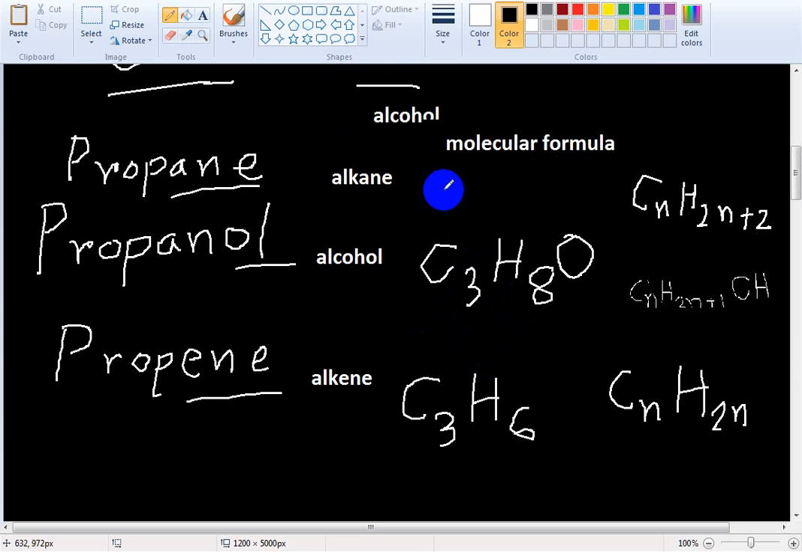Molecular formula. What will be the alkane general formula? Alkane, propane. How many carbon? Prop means 3 carbon. How many hydrogen? 8 hydrogen. Okay, good. This is the general formula of propane. This is the general formula of propanol, C3H8O, oxygen, propene, C3H6.